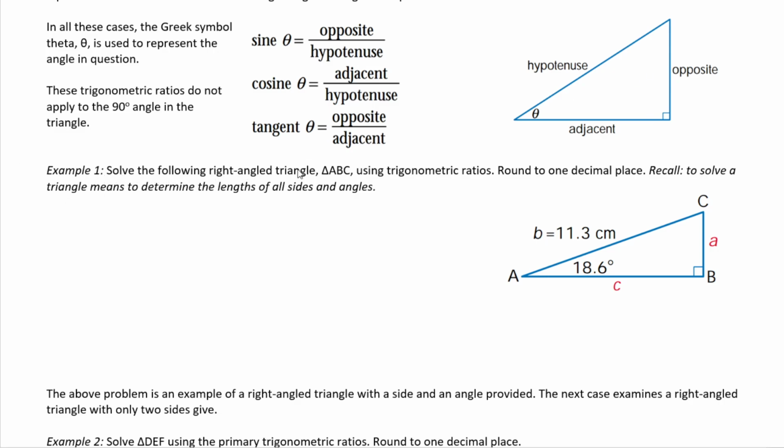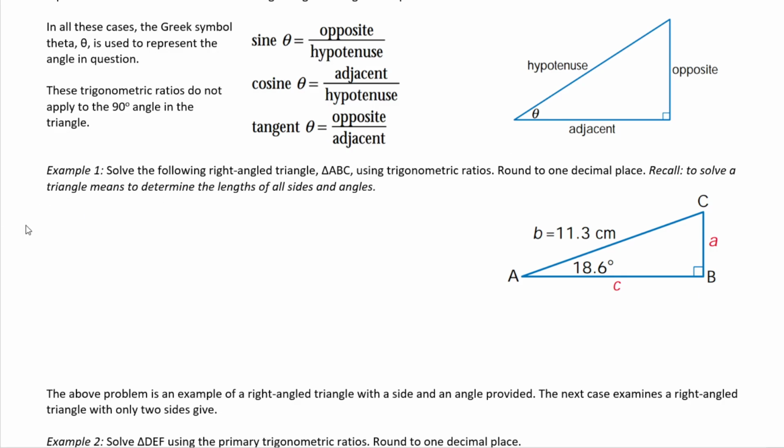Solve the following right-angled triangle, ABC, using trigonometric ratios. Round to one decimal place. Recall, to solve a triangle means to determine the lengths of all sides and angles. So we are going to find the lengths of all the sides and all the angles in this triangle.